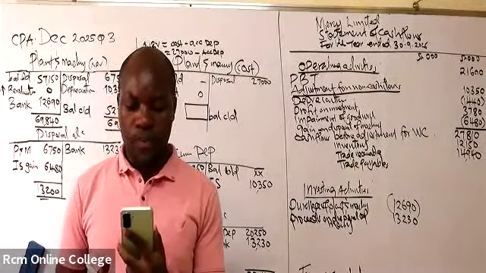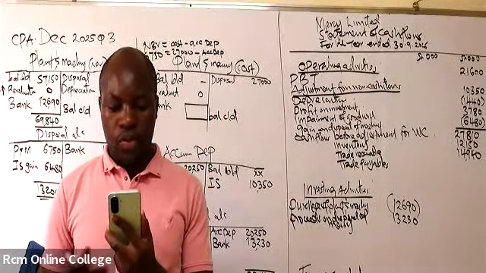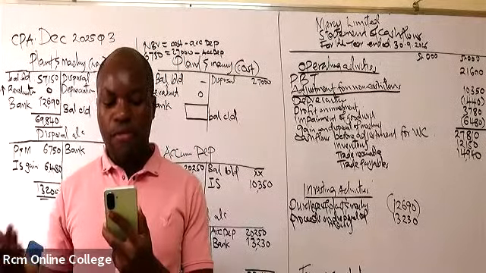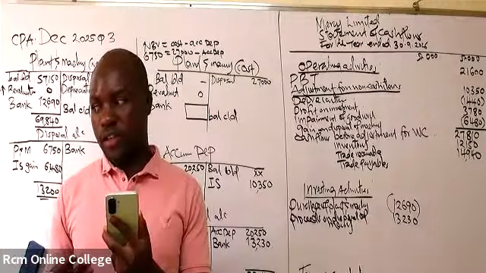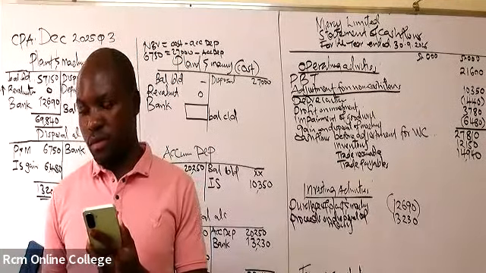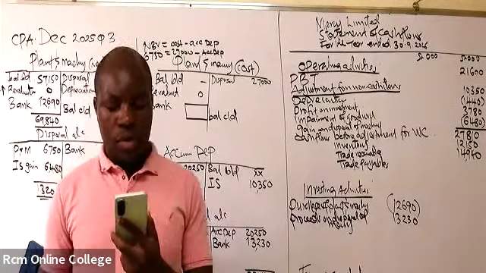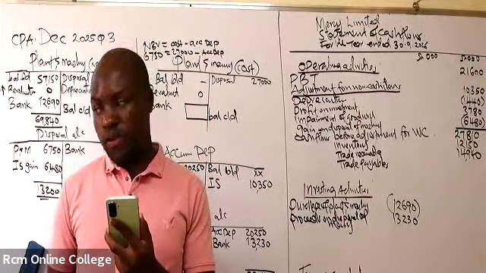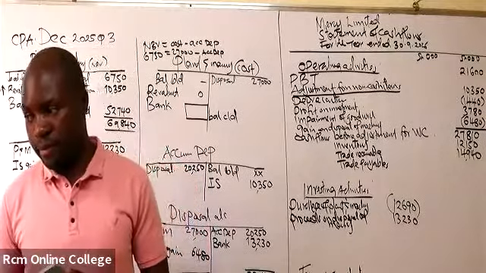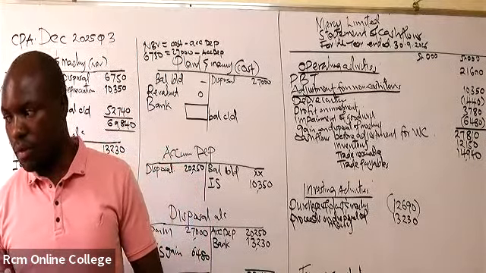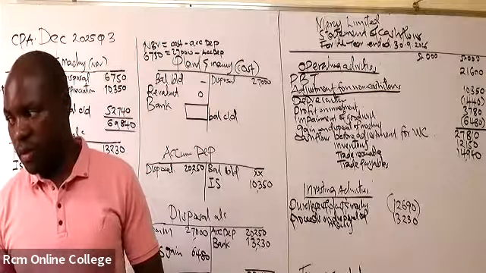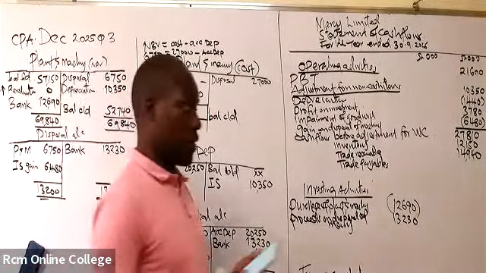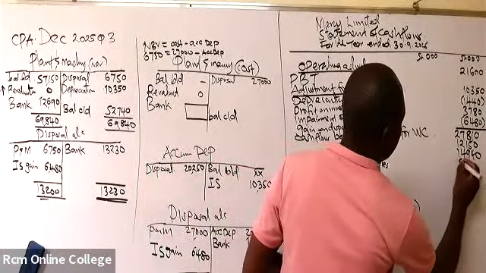Trade payables is under current liabilities. I can see we have 52,650 and 47,250. What's the difference between the two? 5,400, right?